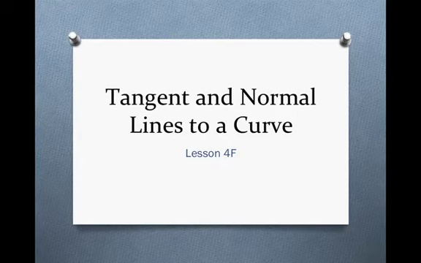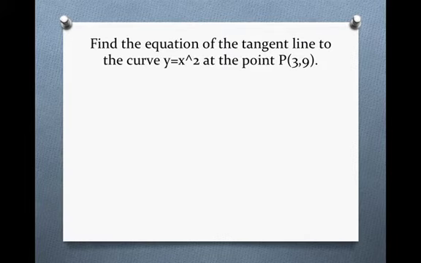This lesson builds off of last lesson where we learned that the gradient of a curve at a point is the same thing as finding the slope of the tangent line through that point of the curve. And so what we'll talk about in this one is we'll talk a little bit more about the tangent line and introducing a new concept called the normal line.